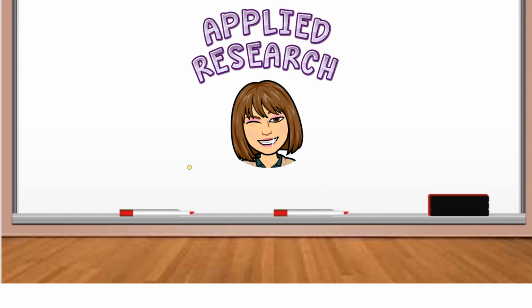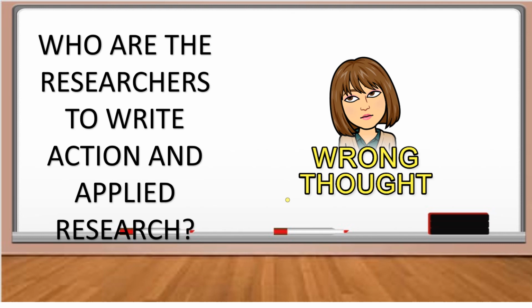What is an applied research? An applied research, it is a methodology used to solve a specific practical issue affecting an individual or group. This scientific method of study and research is used in business, medicine, and education in order to find solutions that may improve health, solve scientific problems, or develop new technology. Who are the researcher or researchers to write an action and an applied research?